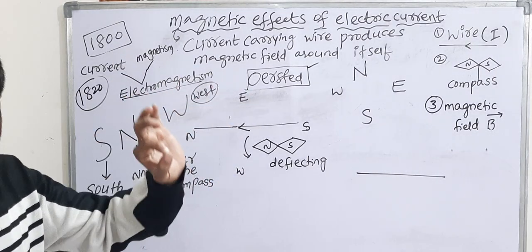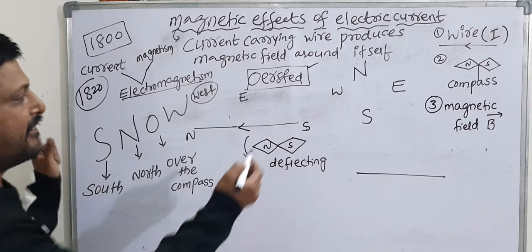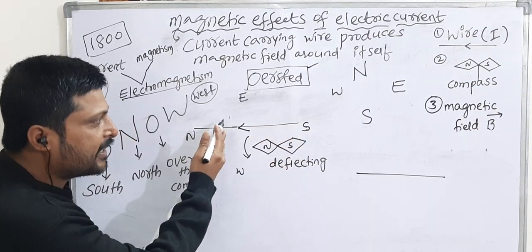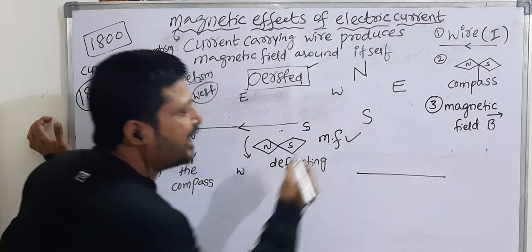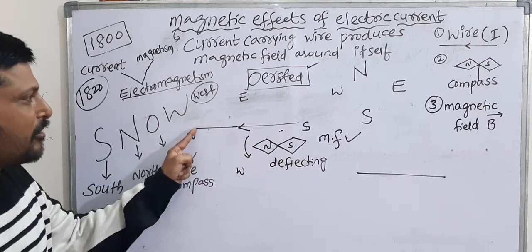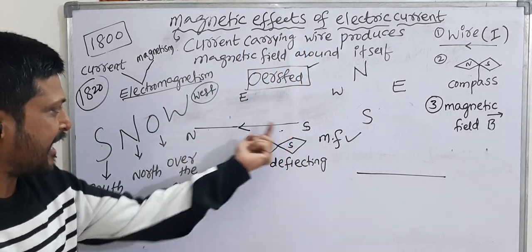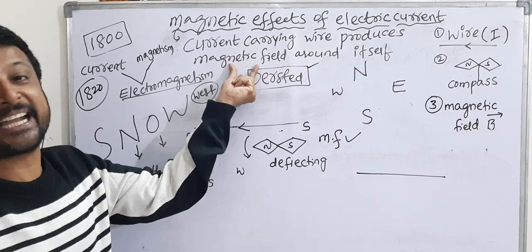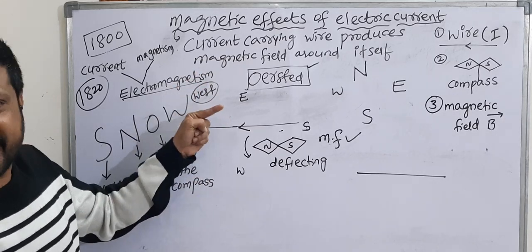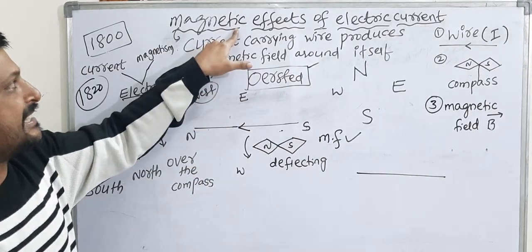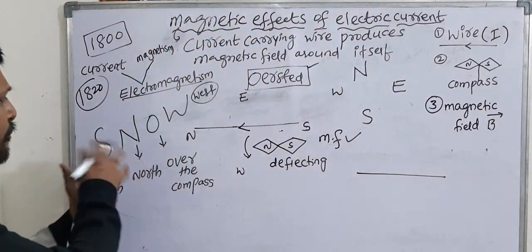If you know the direction of deflection of the needle, it is very easy for us to find the direction of the magnetic field. That means when current is flowing through the wire, the compass needle is deflecting, so a magnetic field is there. When current flows through a wire, around that wire, a magnetic field is there. See here, this current carrying wire produces a magnetic field around itself. That is nothing but our chapter name, magnetic effects of electrical current. Right?